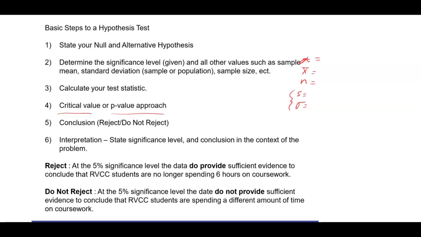So a sample, if that original problem I gave you, we ended up rejecting, we're not going to do it, that wasn't real data. But if we did end up rejecting, your interpretation might look something like this. At that 5% significance level, the data do provide sufficient evidence to conclude that RVCC students are no longer spending 6 hours on coursework, because we're rejecting that null hypothesis that they are spending 6 hours. Now, what does a do not reject interpretation look like? At that 5% significance level, the data do not provide sufficient evidence to conclude that RVCC students are spending a different amount of time, because we're not rejecting. So this just gives you a nice little overview of those steps that we will go into much more detail.